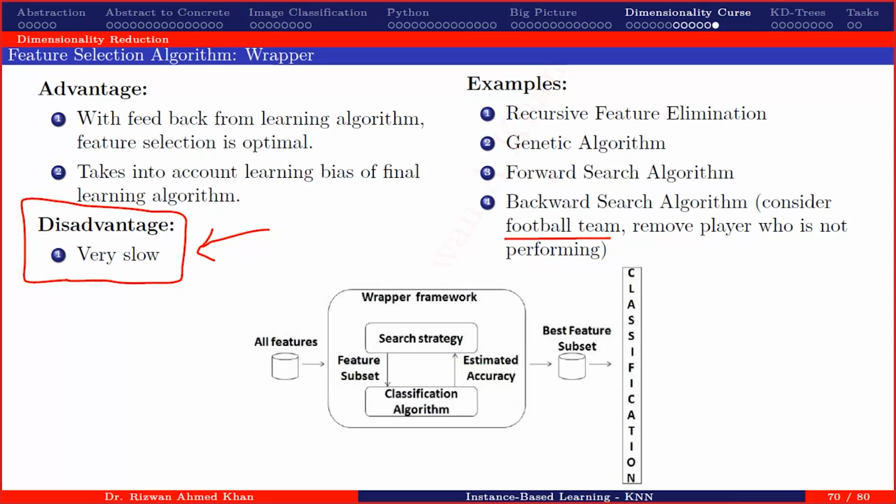Examples of this wrapper-based approach: mostly you would have heard the name of genetic algorithm. There is an algorithm called forward search algorithm. There is an algorithm called backward search algorithm. There is another algorithm called taboo search. So there is a whole family of algorithms that can be used for this wrapper-based framework.